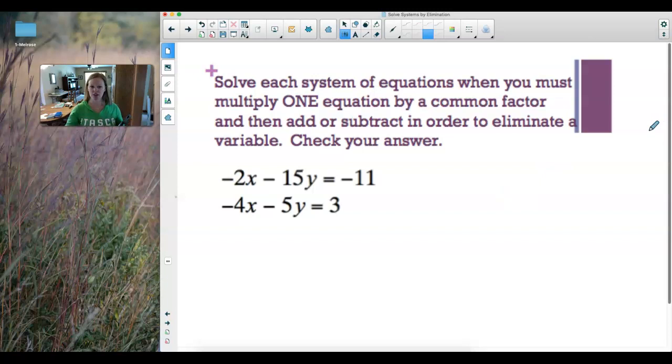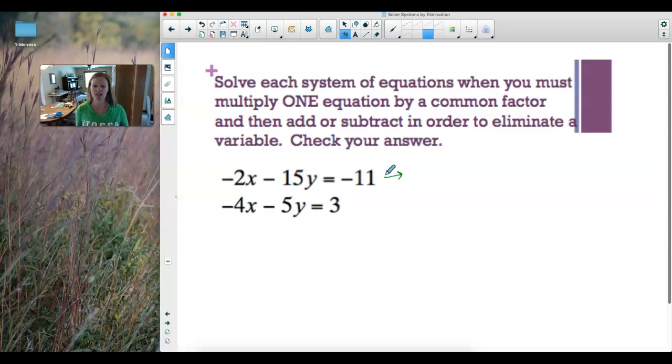So it says solve each system of equations when you must multiply one equation by a common factor and then add or subtract in order to eliminate. So when I look at these, I notice that none of the coefficients are the same like they were yesterday. And that just adds a different component to it, but we can make them the same. Now it doesn't matter if you choose X or Y. I'm going to choose X, so we're going to rewrite this.